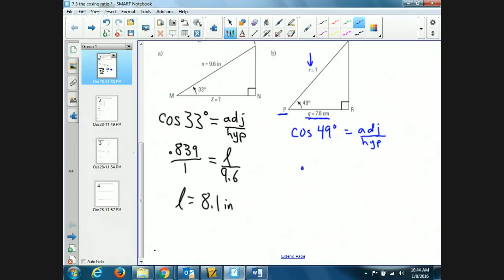Always go with at least 3 digits. This is rounded properly. Over 1. That's the adjacent, in this case. 0.656 is like here, 7.8. 1 is like the hypotenuse, which is what we're looking for, variable r in this case on the diagram. Again, cross multiply 7.8 times 1, divide by the lower, divide by 0.656. That's going to be 11.9 centimeters.